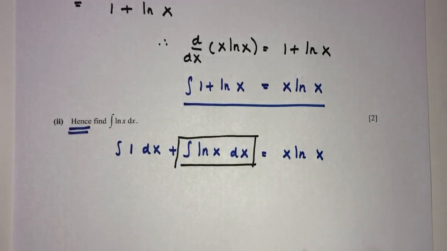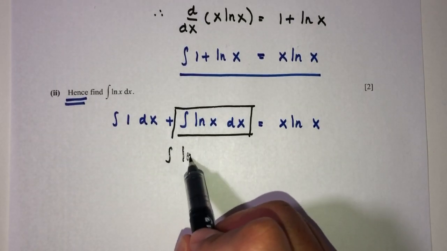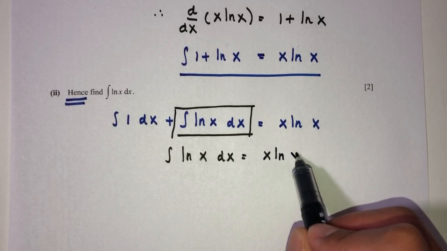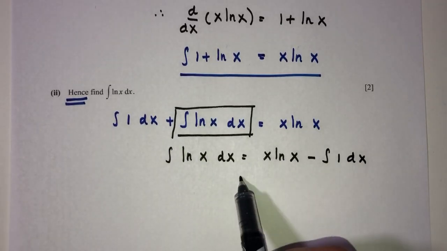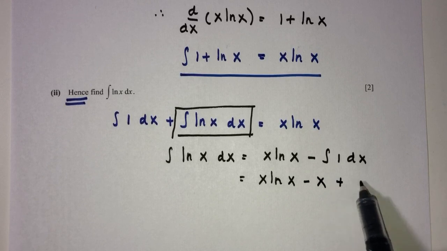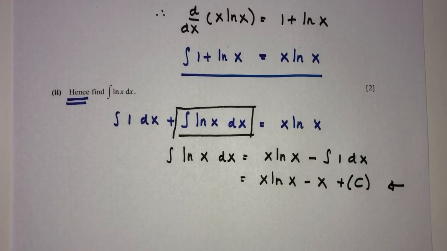This is our question. So we have to make this become the subject of the formula. So the integration of ln x dx is equal to x ln x minus this one, right? That will become x ln x minus x plus c. So this one is optional. If you want to write this, you can write this, but this will be your answer for part 2.